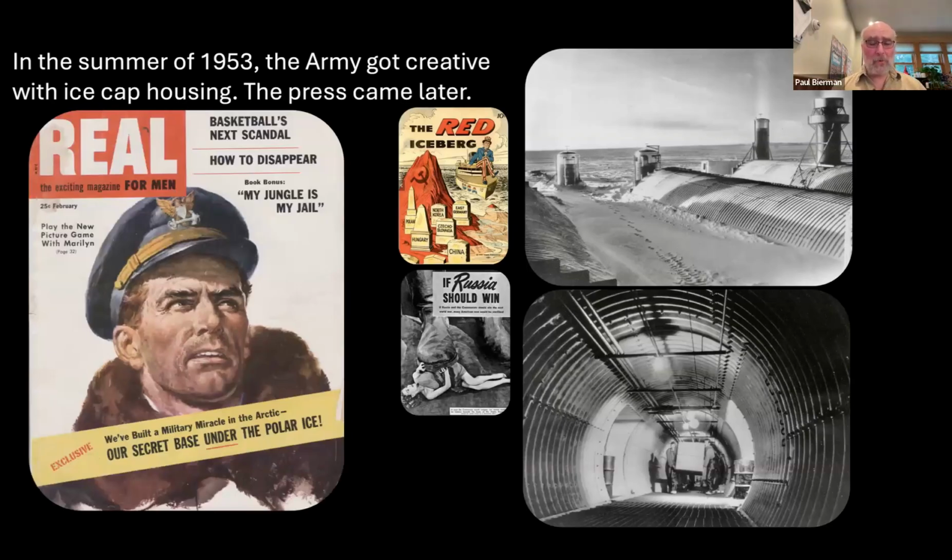Of course, their location was secret. There were no maps, and they were described as weather stations. And this is a men's magazine from the 1950s on here. And the bases are described as, "We've built the military miracle in the Arctic, our secret base underneath the polar ice." And that's February 1955.